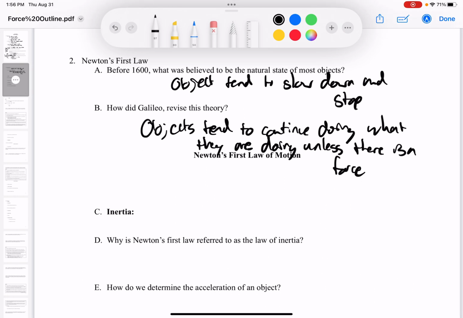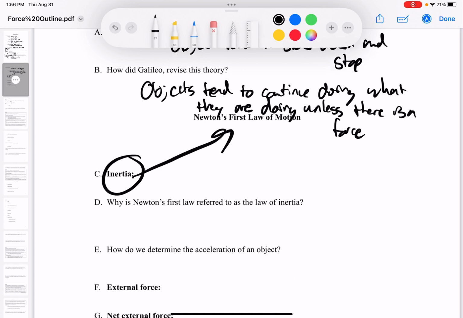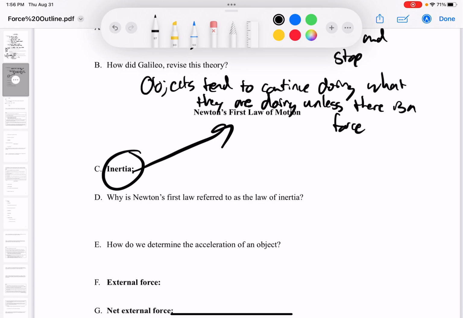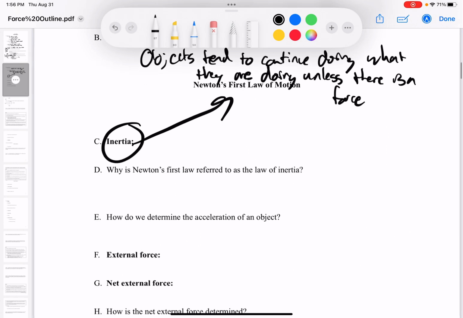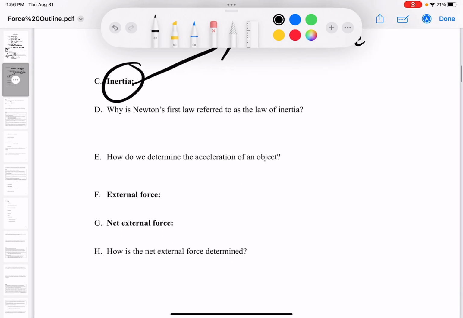So this is called inertia. So inertia is Newton's first law of motion. It just says that objects tend to continue doing what they're doing unless there's a force. So if there's no force, it will continue with a constant velocity forever. If there is a force, then it would change, right? Alternatively, if an object is sitting still, it's going to sit still forever until there's a force acting on it. So that's just inertia, right? So that's why Newton's first law is also referred to as the law of inertia.